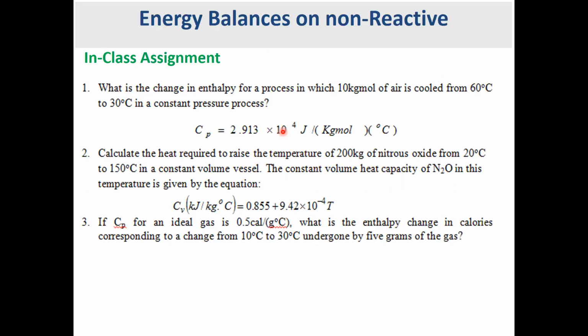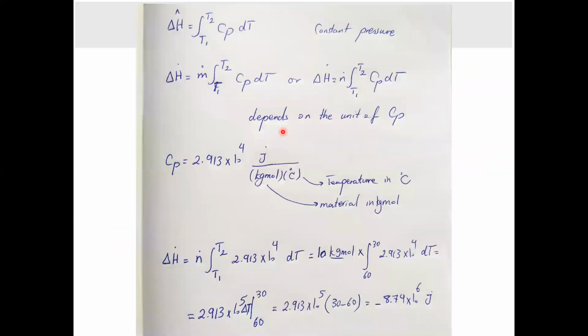So now we want to go through some examples and show you how you can use these equations. In the first example, they ask you to calculate the change of enthalpy for a process in which 10 kilogram mole of air is cooled from 60 to 30 in a constant pressure process. They already give you the Cp, and they want you to calculate the change of enthalpy. So we start with this first.